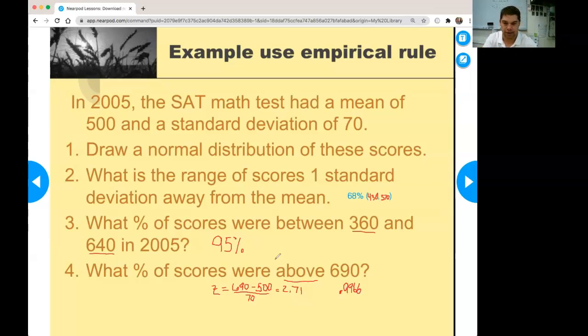Because it says above. What percent of scores are above 690? So I gotta do 1 minus that. 1 minus 0.9966 is 0.0034. So there's your solution, 0.0034. I looked it up.